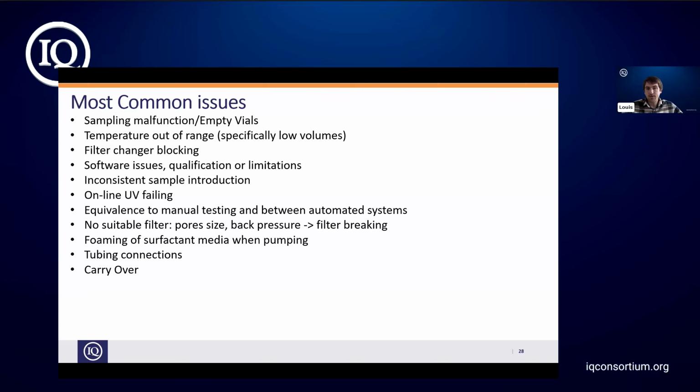The lack of suitable filters, so the right pore sizes not being available, or the required filters giving too much back pressure leading to breaking of filters. Foaming of surfactant media when pumping is also listed as a common issue. The connections of tubings, there's many tubings often connected in multiple places to pumps, to the bath, to maybe a filter station. Those connections actually failing or wearing out. And then finally, carryover was also listed. And that links back to that cleaning methodology you use and how you actually validate it.